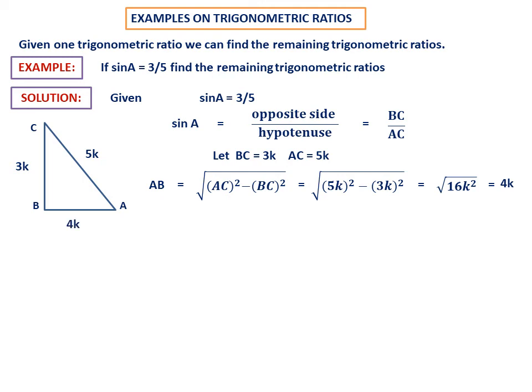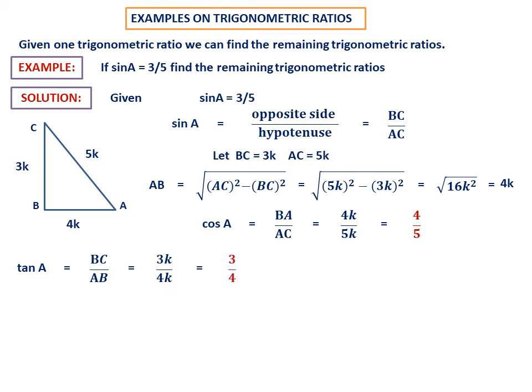So now you have determined all three sides of the right angle triangle. Now you know the definition of trigonometric ratios, find them. So cos A, what is the definition? It is BA by AC, where BA is the adjacent side and AC the hypotenuse. Therefore, it is 4K by 5K. Definitely, we can cancel K, so it is 4 by 5. Similarly, because the question says you have to find all the remaining ratios, tan A equals BC by AB, opposite by adjacent.